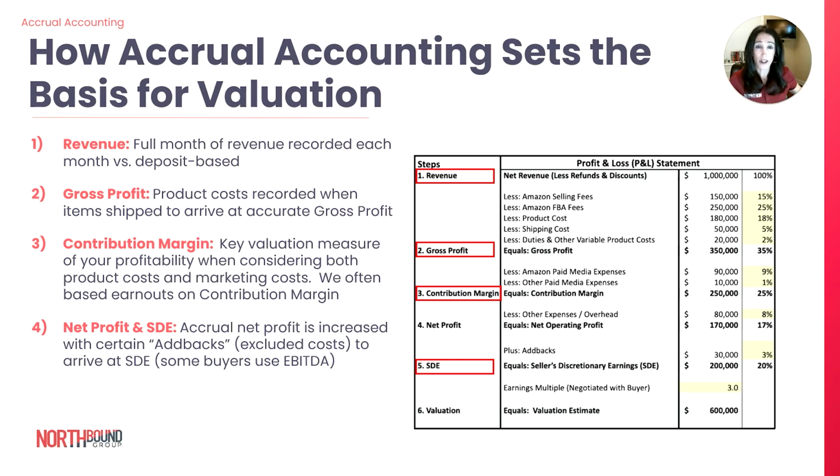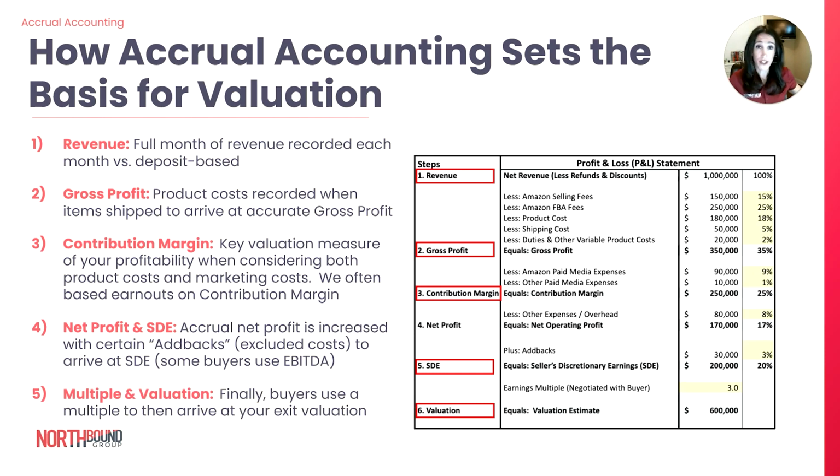And add backs are those excluded costs, which will help increase your valuation. And then to arrive at the actual valuation, buyers will place a multiple, and it's going to be a negotiated multiple on that business. So for example, in our profit and loss statement, we're just using a multiple of 3. So their SDE, their earnings, was $200,000 over the trailing 12 months, and a buyer will come in and apply that multiple, and then they'll come out with a valuation of $600,000.